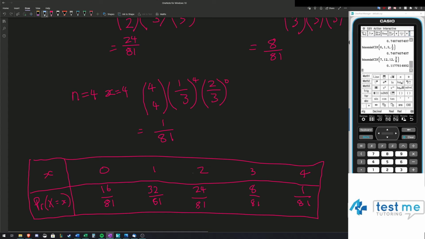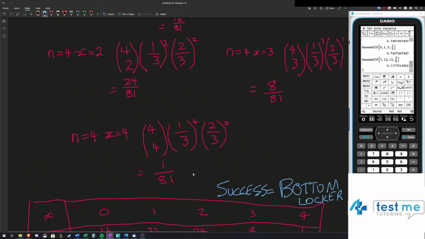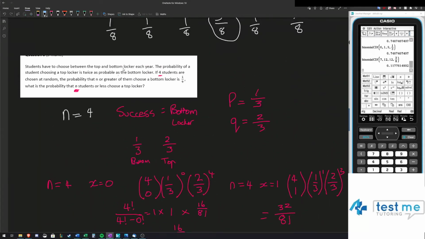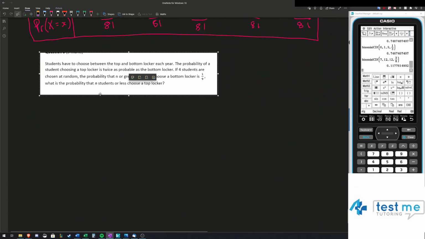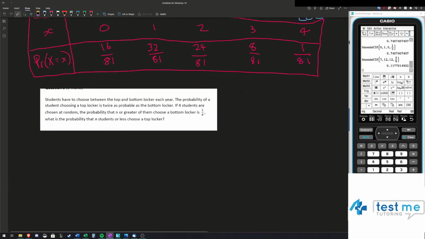Now remember, this is very important for this question. Success, I'm going to write big because it's that important. Success equals bottom locker. I should have just left it at the bottom. Alright, anyway. Success is equal to bottom locker. If we go up and have a read of the question, I might just copy and paste the question down the bottom, because this is kind of a trick that can be done.